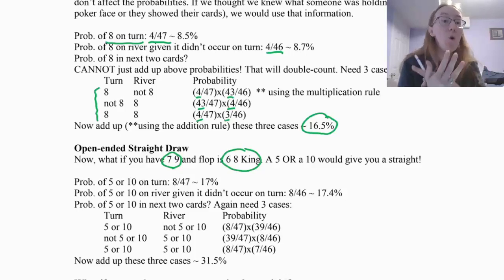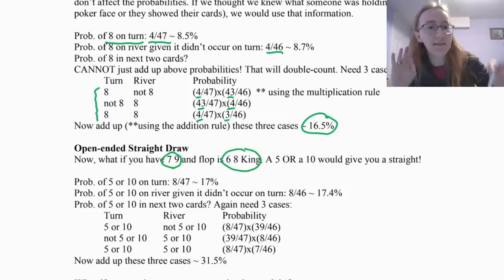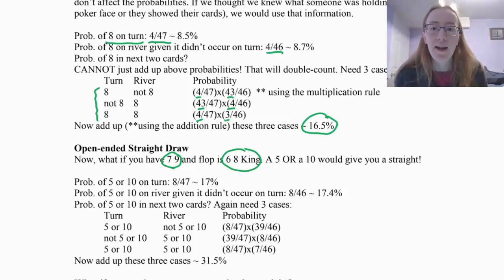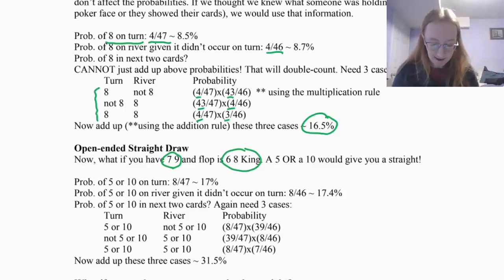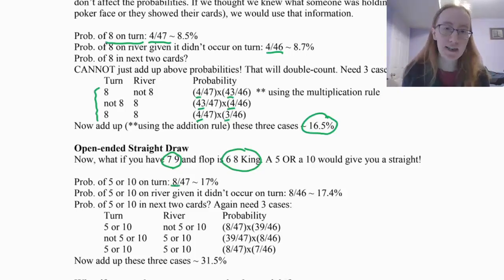So a 5 or a 10 would give me a straight. And this is called an open-ended straight draw rather than an inside straight draw, because either end would give me that straight. And so we can do basically the same type of calculation here. The probability of getting a 5 or a 10 on the very next card. Now there's 8 5s or 10s in the deck, so the probability is about 17%.